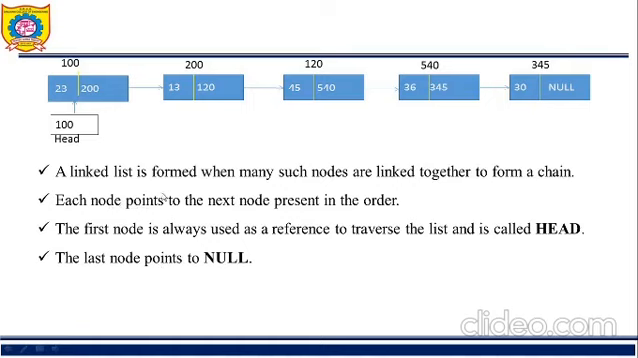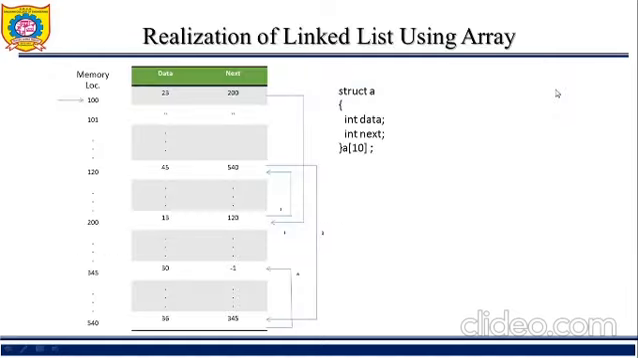Here the same thing is given. Each node points to the next node present in the order. The first node is always used as a reference to traverse the list and is called the head. And the last node points to null, which indicates the end of the list. This is the realization of linked list in memory and how to represent this using an array.